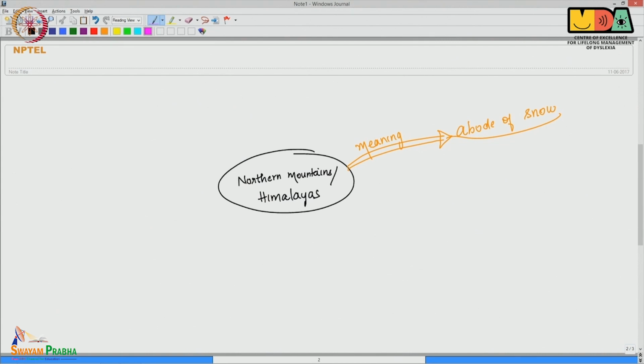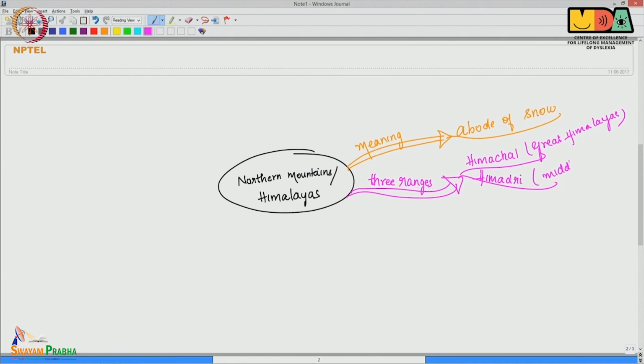So, the next few lines talk about the three ranges which are present in the northern mountains. So, I am going to use pink for the next arm, which talks about the three ranges, which is Himachal, meaning the great Himalayas, Himadri, meaning the middle Himalayas, and the third would be Shivalik.